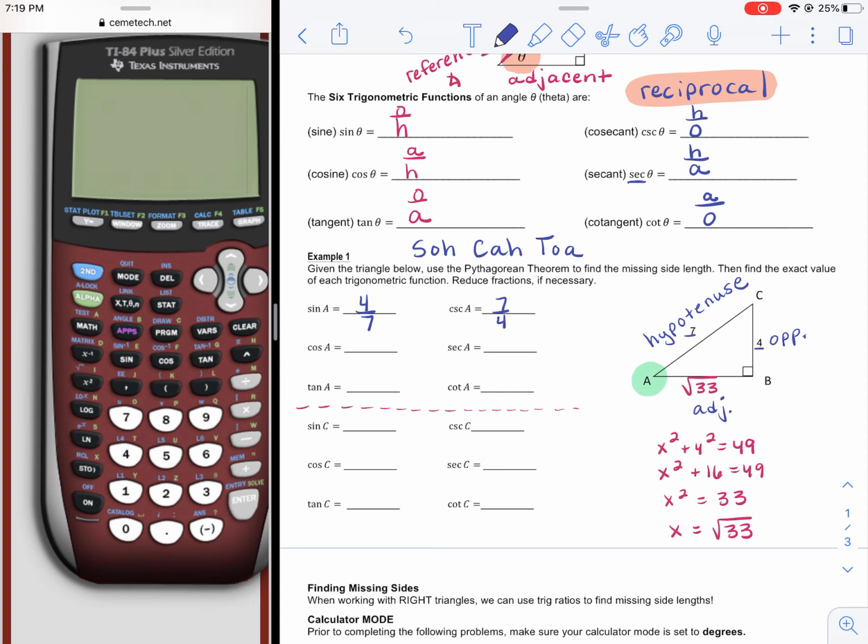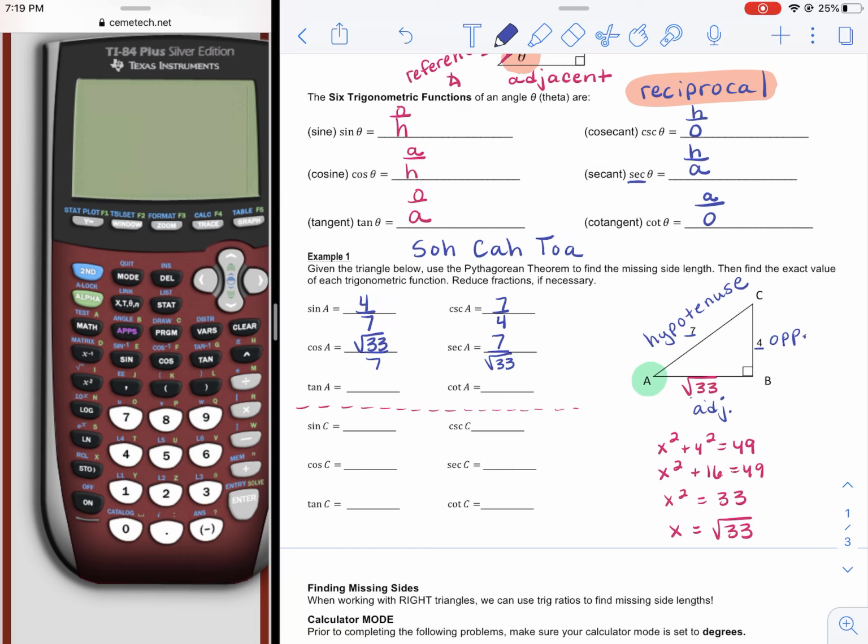The cosine is the adjacent side over the hypotenuse. So this time the adjacent side is the square root of 33. The hypotenuse is still 7. And then the secant looks like cosine backwards. That's the reciprocal of the cosine, so 7 over the square root of 33.